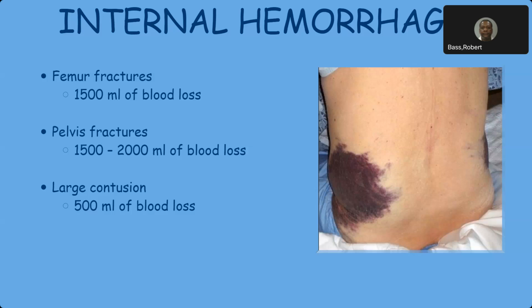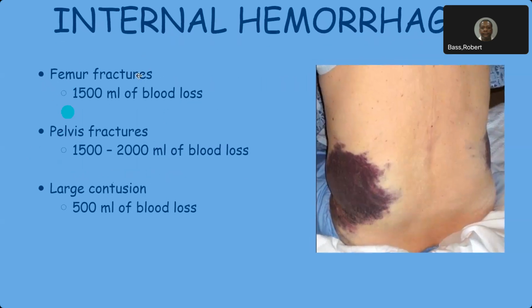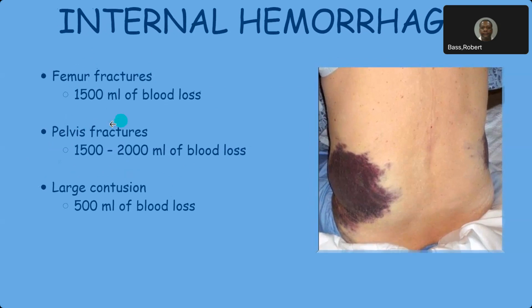You can see from these numbers here the blood loss from internal bleeding. With the humerus, tib, fib, those long bones, a person can lose anywhere from 500 to 750 milliliters of blood. You're looking at femur fractures up to 1500 milliliters, pelvic up to 2000, and then just large contusions, up to 500 milliliters of blood can be lost when it comes to these patients.